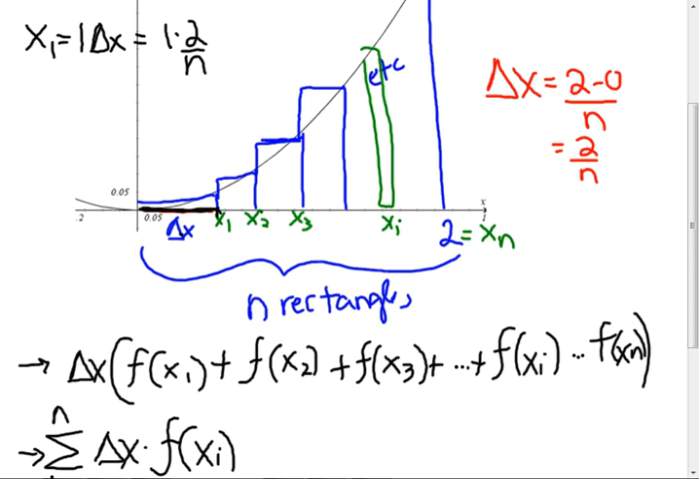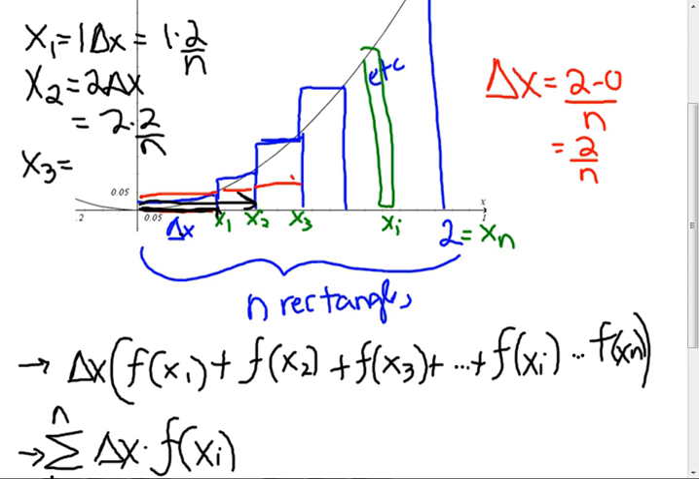Okay, what about x2? How many delta x's do I have to go over? 2. As long as I make them the same size, I can do this. This is 2 delta x, which is 2 times 2 over n. Okay, let's do another one. Let's do x3. x3 is how many delta x's? 3, because you're going to go over 1, 2, 3. That's 3 of those guys. So that's 3 delta x, which is 3 times 2 over n. I'll squish it in.